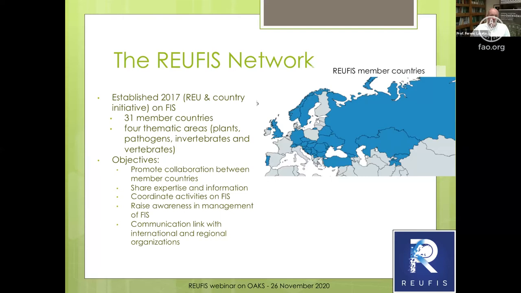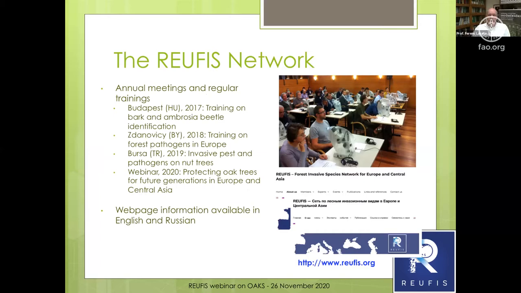Our recent activities included annual meetings and regular trainings. One of our first trainings was in 2017 on bark and ambrosia beetles identification. You can see a picture on the right-hand side from this training. But we also had training on forest pathogens in 2018, and on invasive pests and pathogens in nut trees. And today we have a webinar on protecting oak trees for the future generation in Europe and Central Asia.